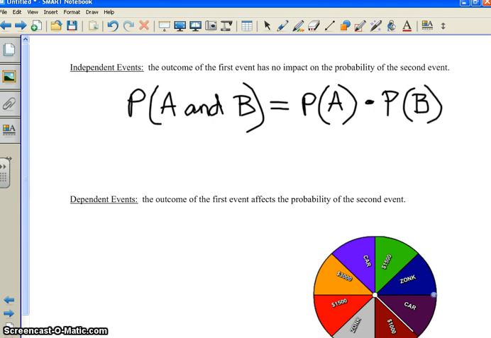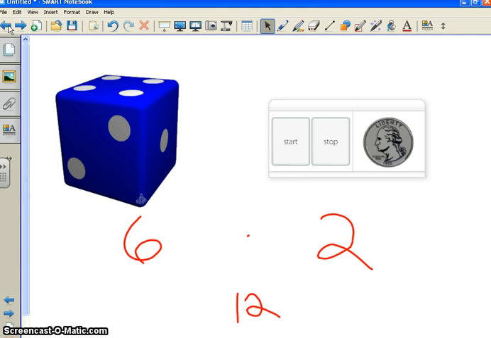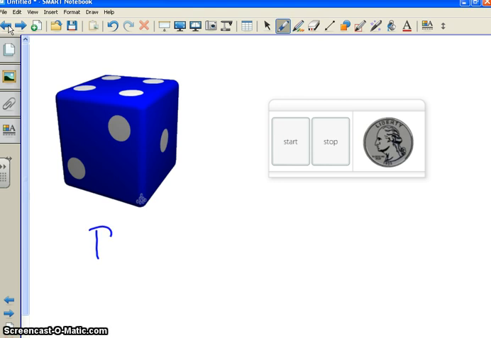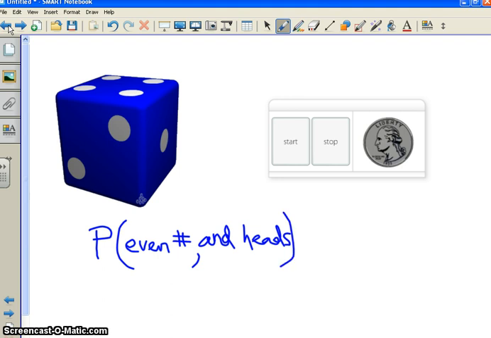So just as a side example here, I'm going to go back to my dice and my coin. If I wanted to figure out the probability of rolling an even number and then flipping heads, I don't need the tree or the list, my sample space. These are 2 independent events. The die has nothing to do with the coin.